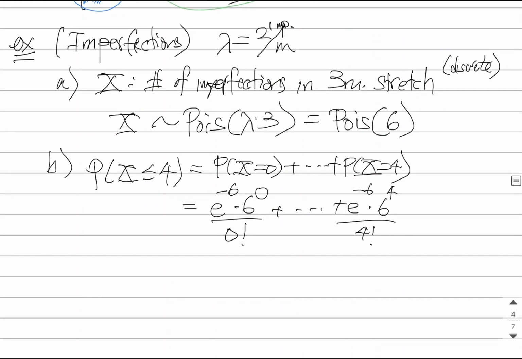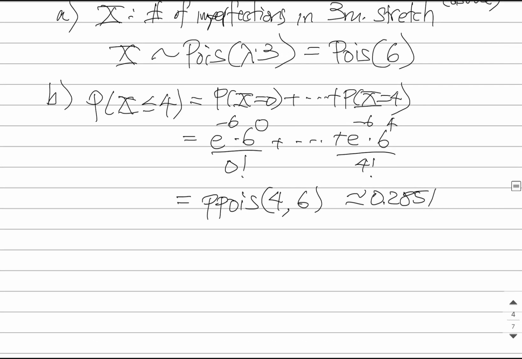Now, you can calculate this using ppois in R. So you would say ppois(4, 6), and you would end up getting an answer of about 0.285. So there's about a 28% chance that you will see at most 4 imperfections in a 3-meter stretch of this wire. So that's nothing new. That all relates to the discrete random variable that we talked about before.